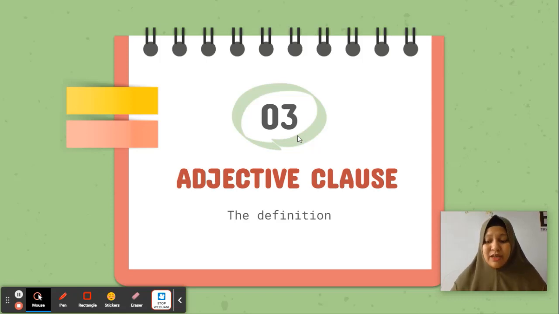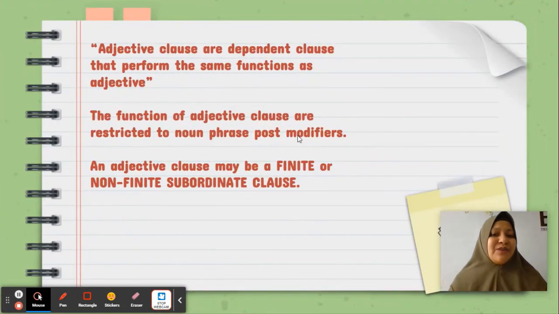What is an adjective clause? Adjective clauses are dependent clauses, just the same as noun clauses, that perform the same functions as an adjective. So that's the difference between noun clause and adjective clause. A noun clause takes the position of a noun, but the adjective clause functions as an adjective. The function of adjective clauses is restricted to noun phrase post-modifiers, so it modifies the noun. An adjective clause may be a finite or non-finite subordinate clause.